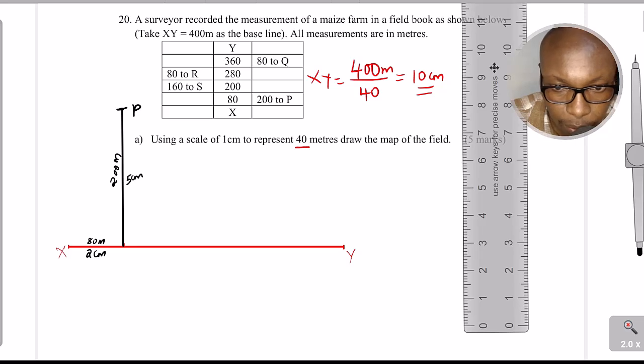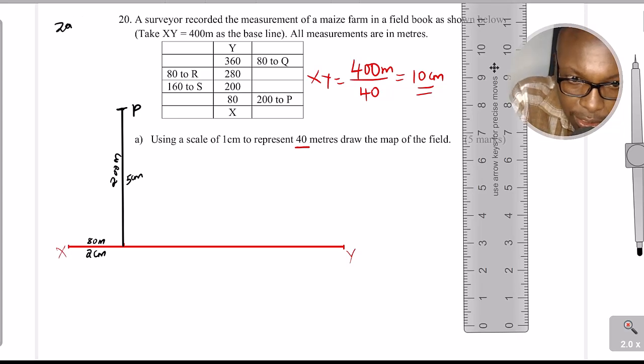Then from 80, this is X to this point, that is 80. Then from 80 to 200, what are we going to add there? From 80 to 200, we're going to add 120. So just get the difference: 200 subtract 80, so you're going to add 120 there.